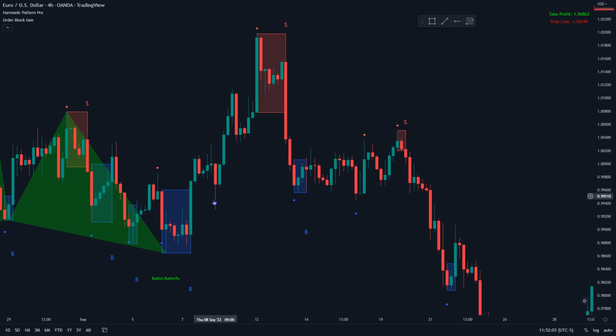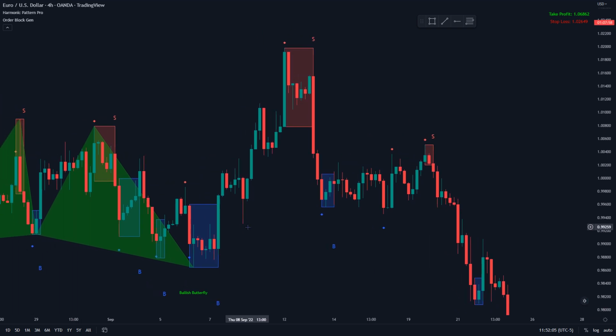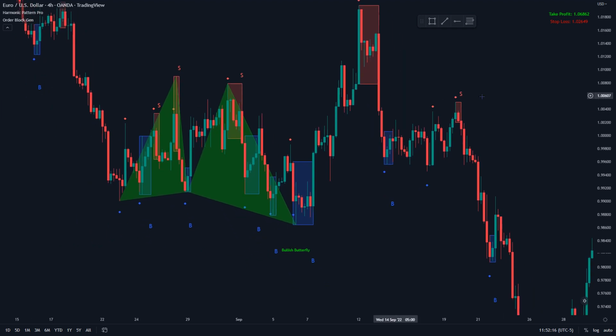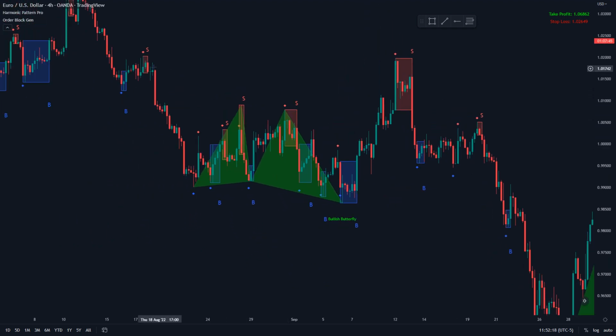We can get into an entry somewhere down here. And then what does it do? It completes the pattern, goes above here, easily goes above here. And another target we could have is this supply or this bearish order block, which eventually does go back up into there as well.